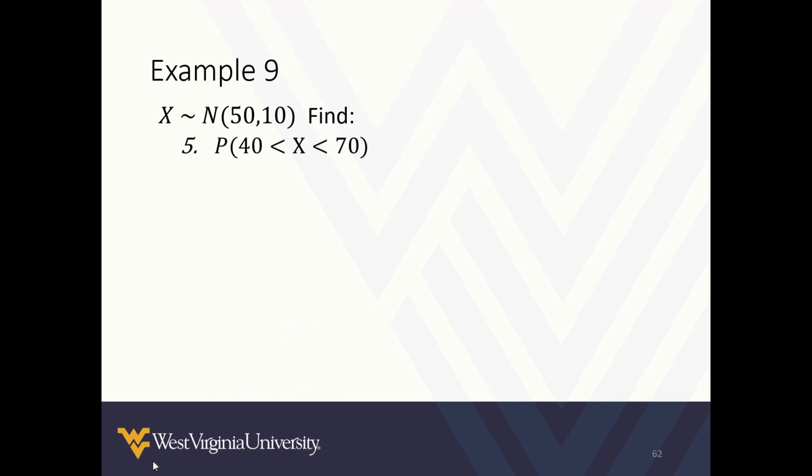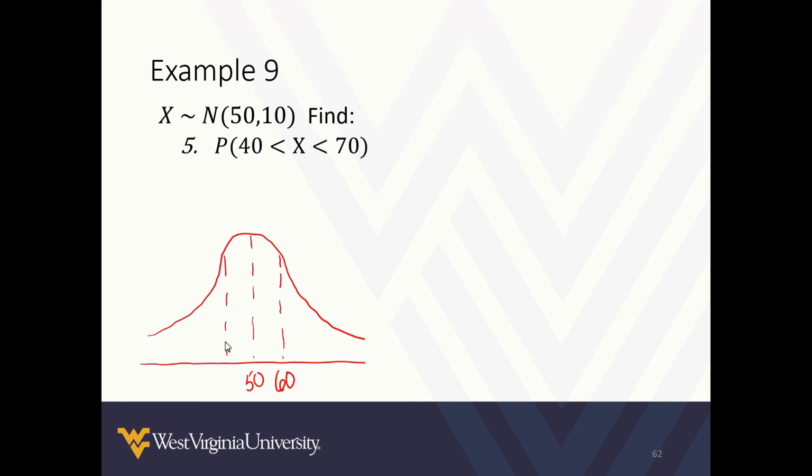Let's take it up one step higher. This time, let's find the probability of 40 being less than x less than 70. And because I think it is the best way to go about it, I do like to draw the picture. 50 in the center, 1 standard deviation to the left and right is 40 and 60, 2 standard deviations, 30 and 70. So we were asked to find the area from 40 to 70.